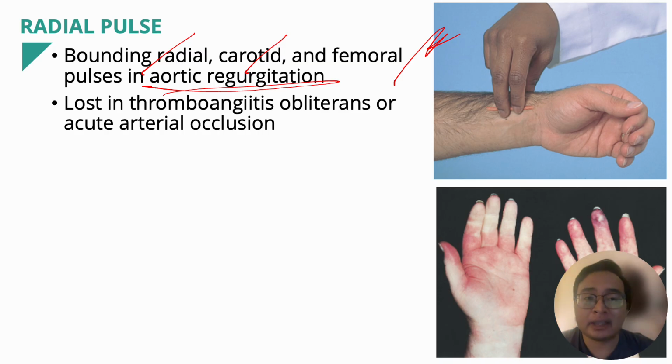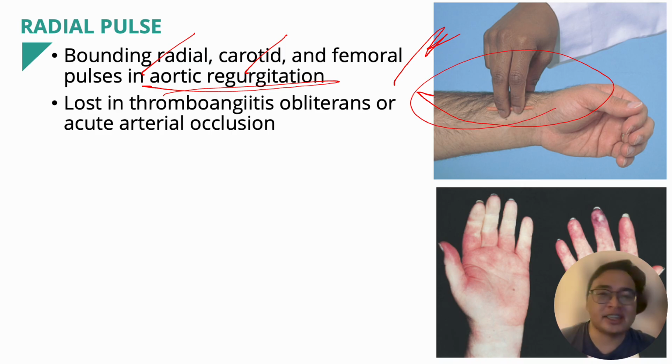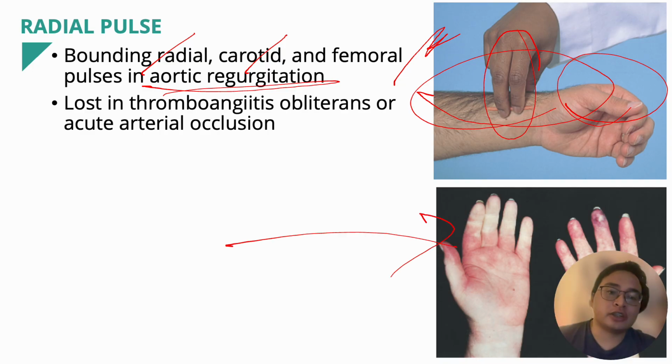Okay, so where do you palpate for the radial pulse? Radials, of course. You look at the side of the radius, which is on the side of the thumb, and you palpate using the pads of your index finger. You don't use your thumb because your thumb has its own pulse. So what's this figure in the lower half? This figure is of Raynaud's phenomenon. Okay.